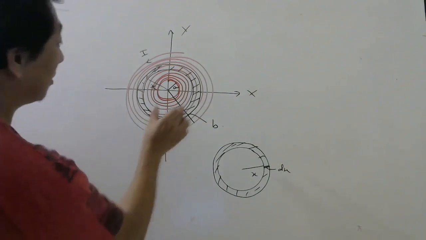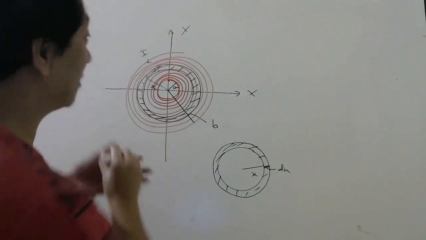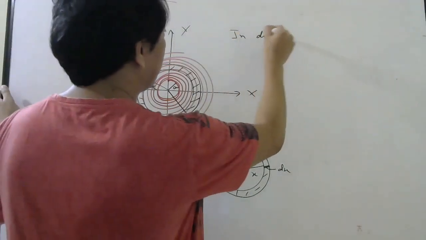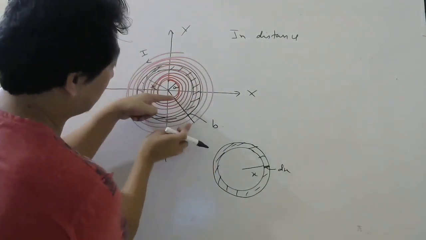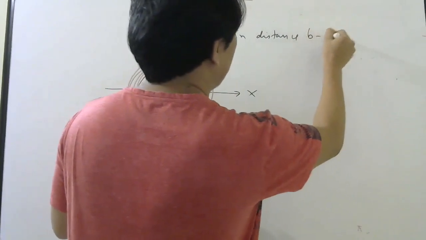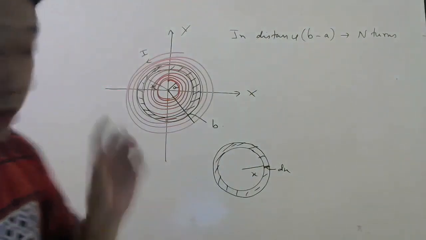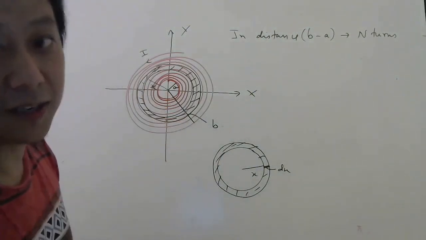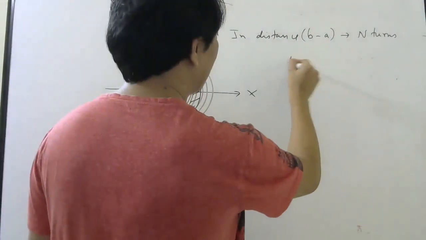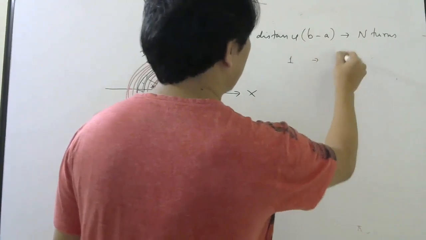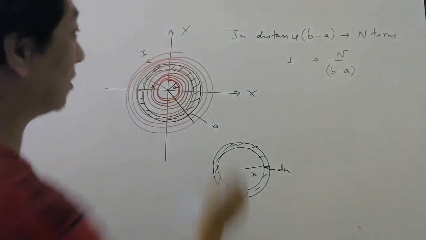That is quite simple. Look here. In this distance, how many turns are there? They are told N turns. So in this much distance, which is, this is B, this is A, in distance B minus A, there are N turns, right? 1 turn, 2 turn, 3 turn, like that. N turns. So in unit distance, how many turns will be there? N by B minus A. This many turns will be there in unit distance.